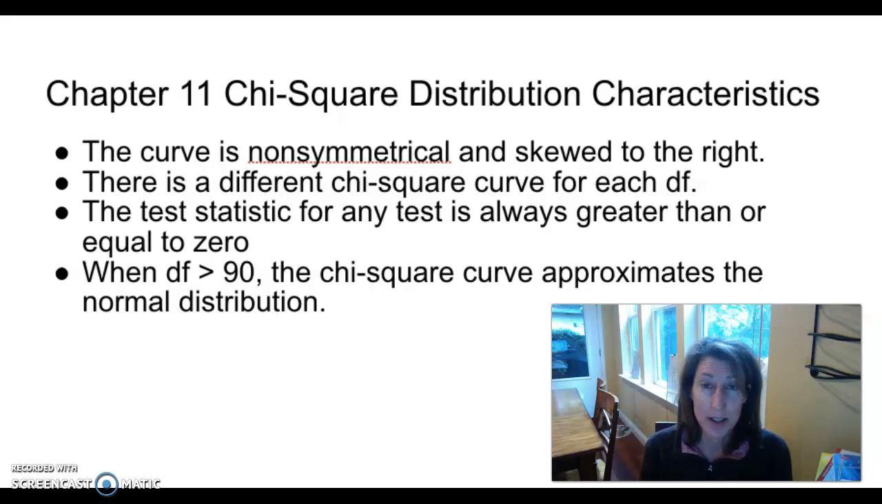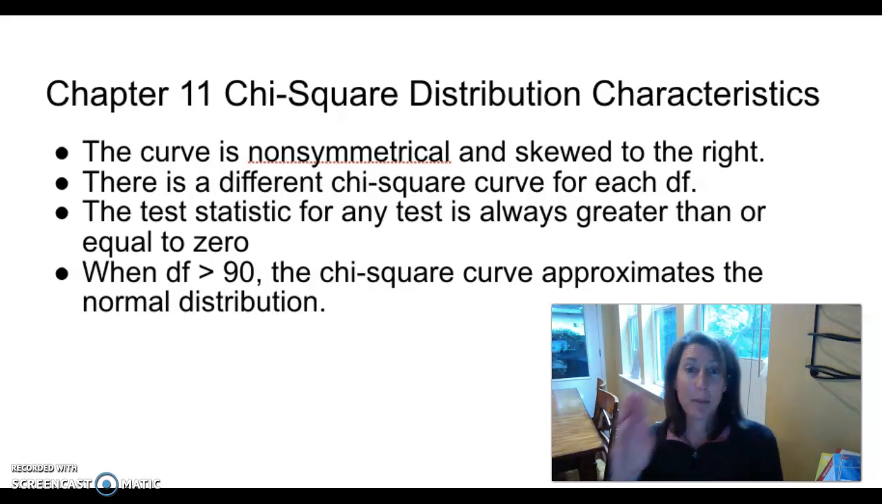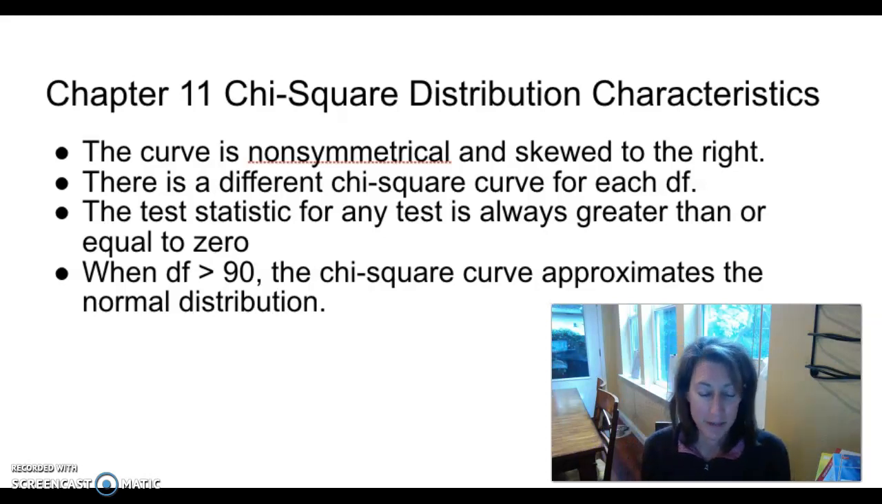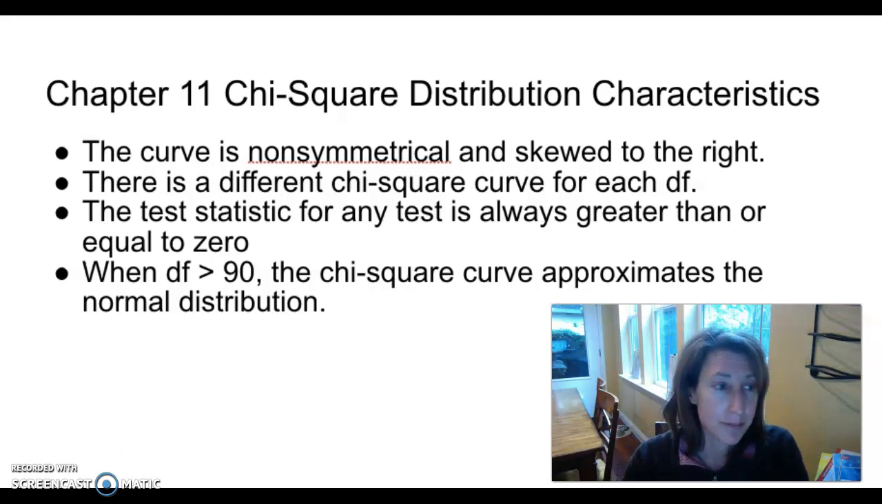That isn't the case with z and t, because we had a symmetrical bell-shaped curve. Here, if you look in the book and the slides that are in the files, it's more like a mountain. It's all on the positive side of the number scale of 0. The other thing I want to tell you is that when the degrees of freedom get really big, meaning that our sample size is really big, chi-square does approach a normal distribution. Okay, so those are the basic characteristics.